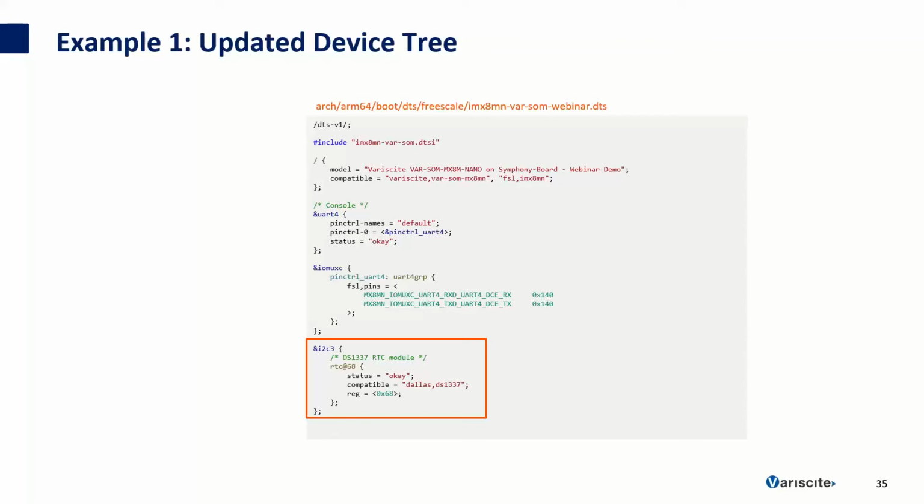And then finally, this is our updated webinar device tree file. So we have the minimal device tree file that we created initially with the new I2C3 node and the RTC DS1337 node underneath that.